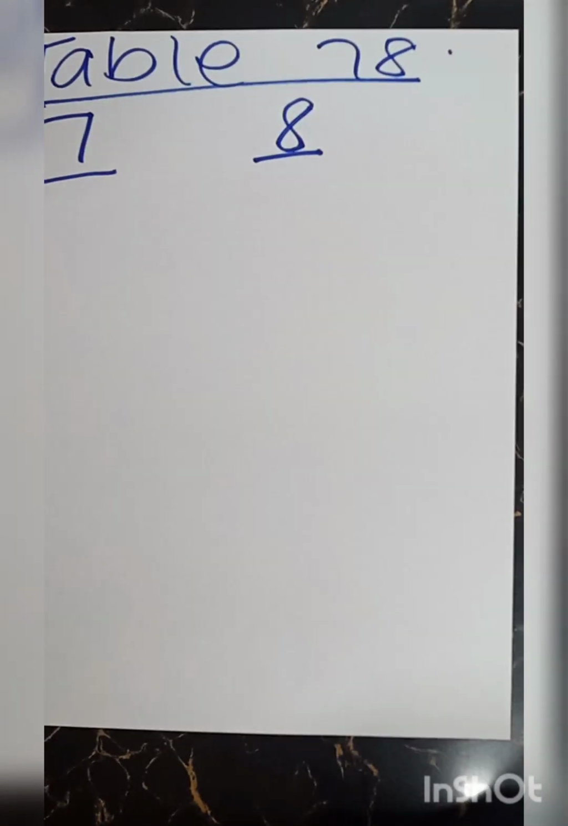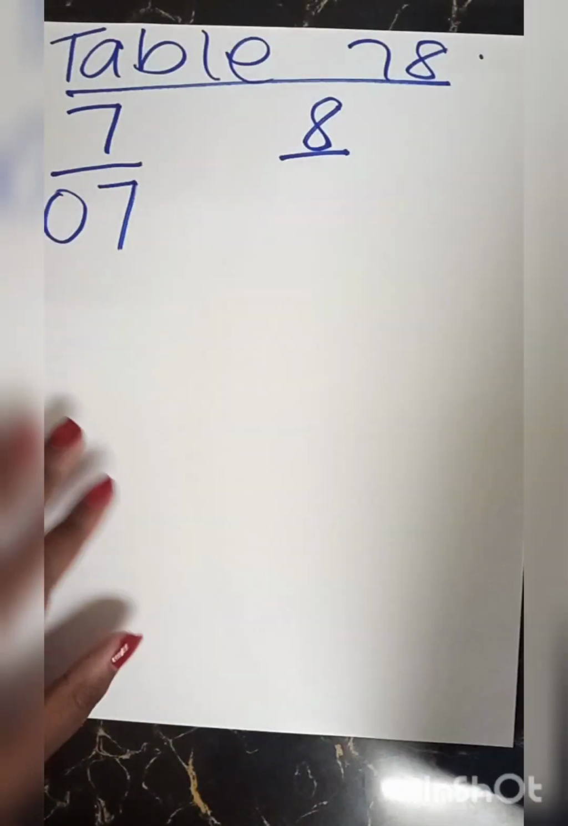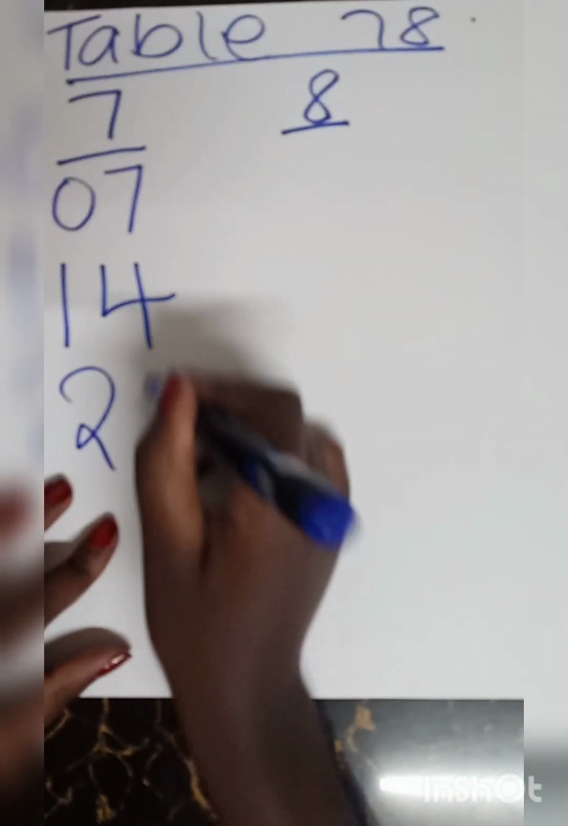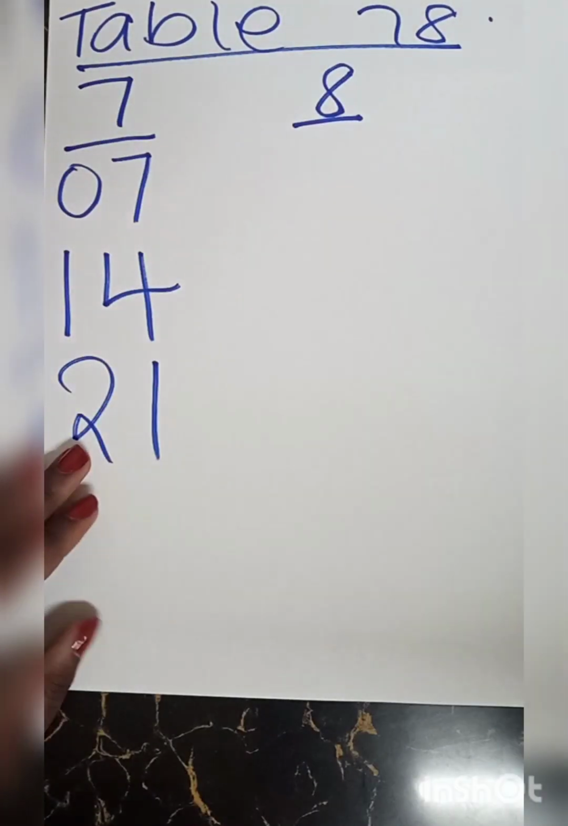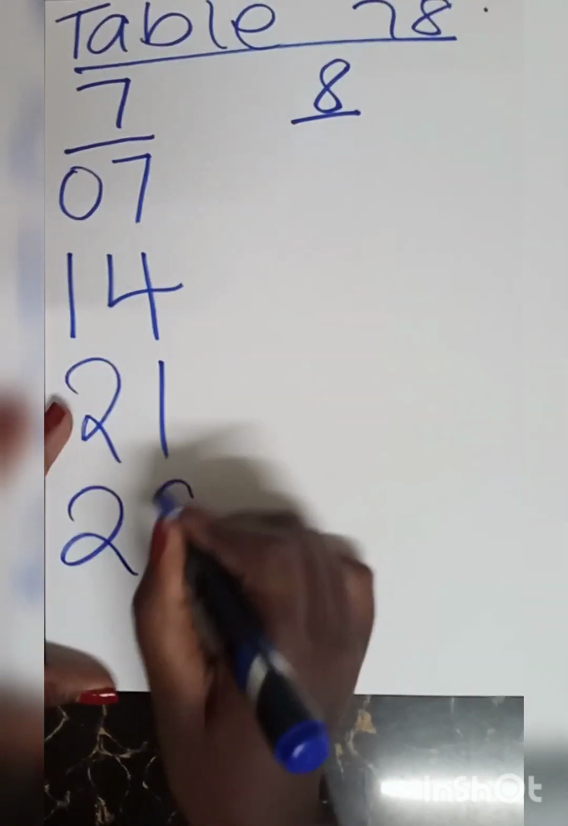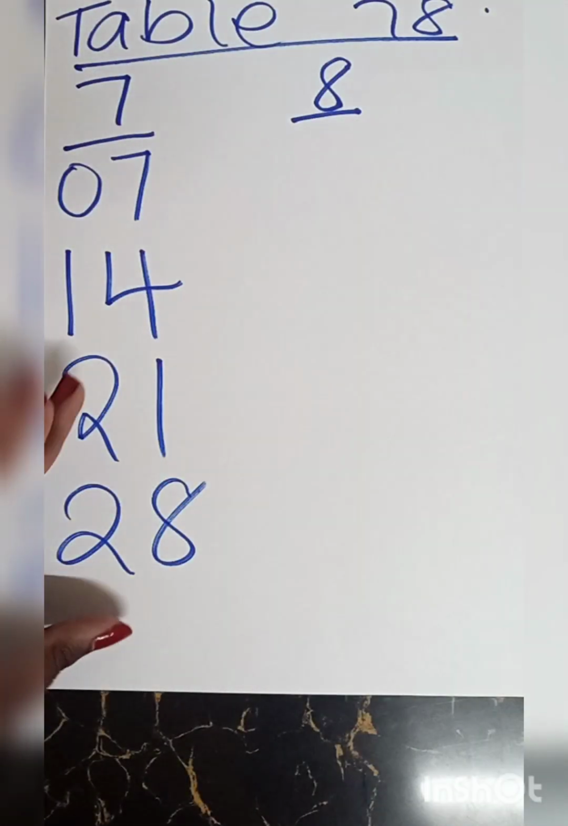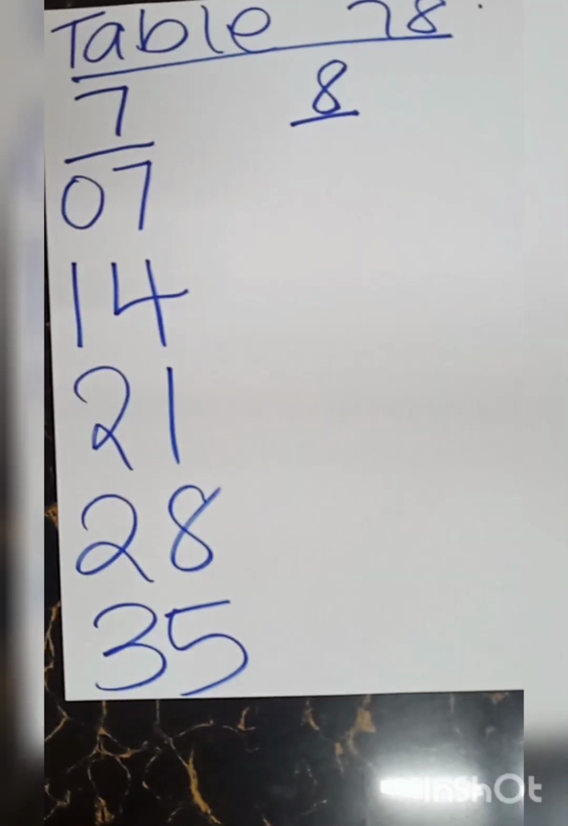So let's do that. 7 times 1 is 7, so you'll write a 07 here. 7 times 2 is 14, so we'll write a 14 here. 7 times 3 is 21, so we'll write a 21 here. 7 times 4 is 28, so we'll write a 28 here. 7 times 5 is 35, so we'll write a 35 here. Moving on swiftly.